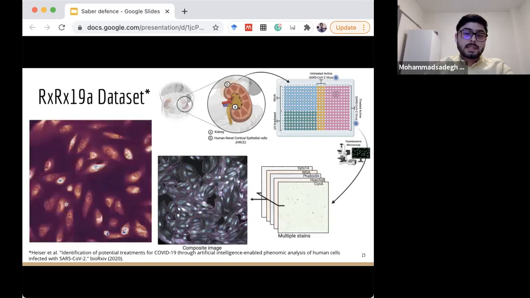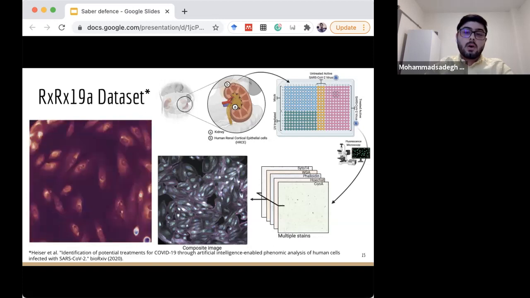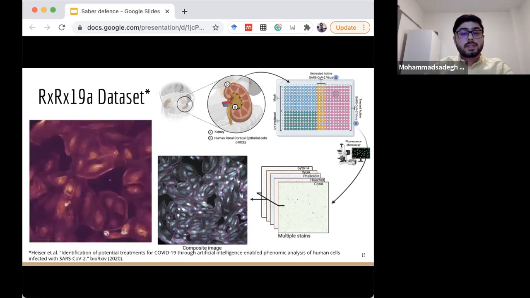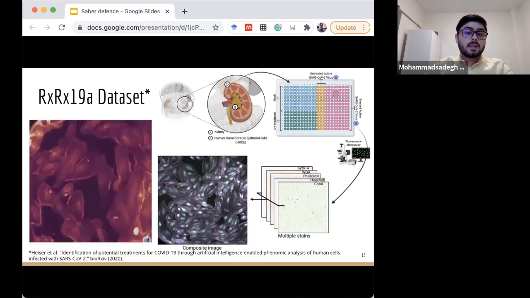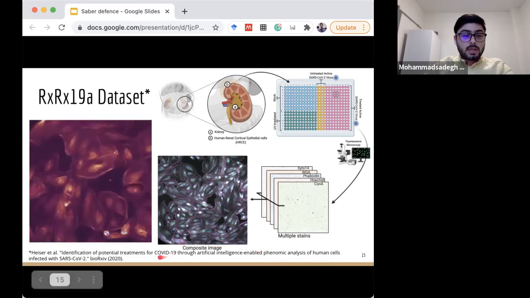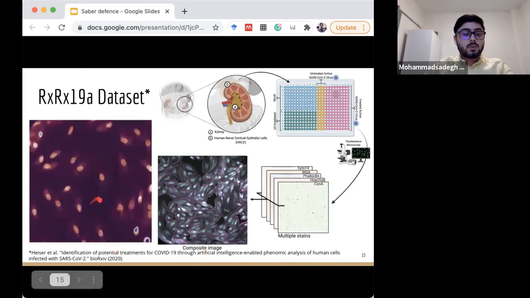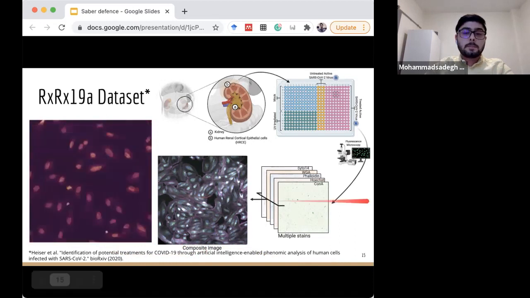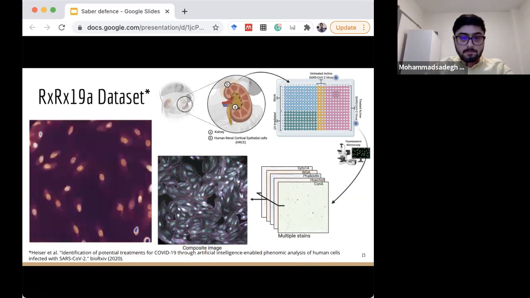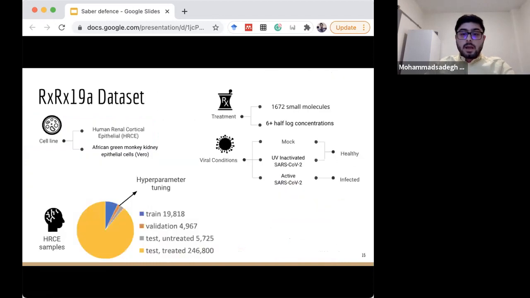The samples are then fixed and stained with 5 different dyes, Hoechst, Concanavalin, Phalloidin, SYTO 14, and WGA, to detect various subcellular structures. Here you can see an example composite image from the dataset, along with a GIF showing each stain separately. We merged the mock and UV inactivated class since we did not observe any morphological changes between these 2 groups.